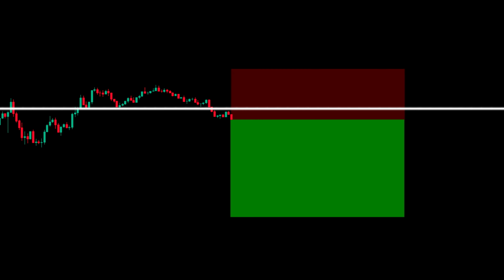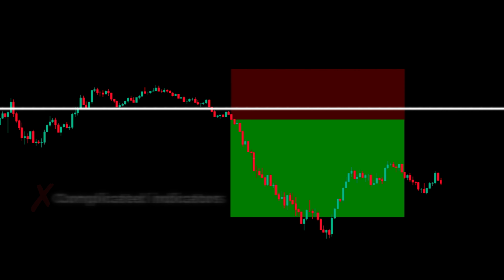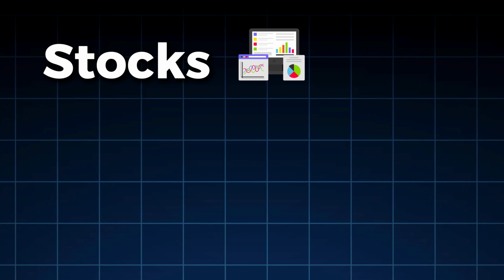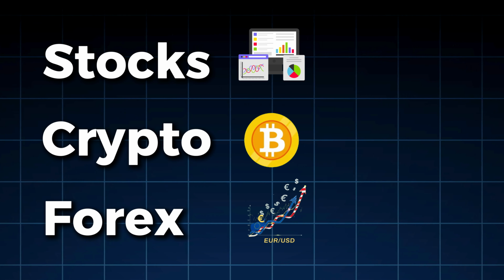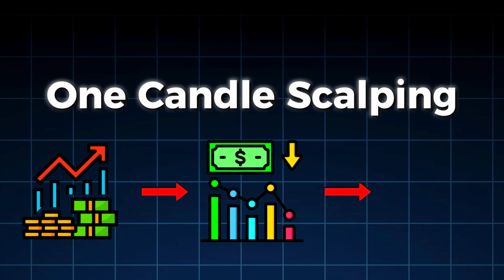This strategy uses one candle to find profitable trades every single day. No complicated indicators, just one candle and 3 simple rules. The best part is that it works on stocks, cryptocurrencies, and even forex pairs. It's called one candle scalping, and by the end of this video, you'll have the complete system you can start using today.